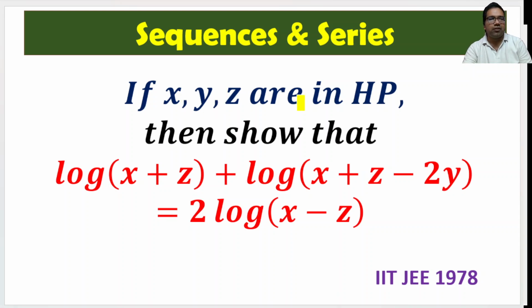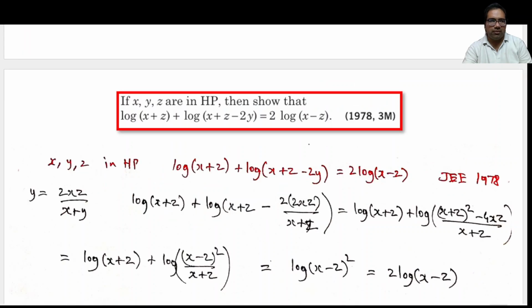Let us first try to create a relation between x, y, z, and then we can bring logs between them. If x, y, z are in harmonic progression, what does that mean? y is the harmonic mean of x and z. That automatically means y equals 2xz by (x plus z). Very basic formula, right?